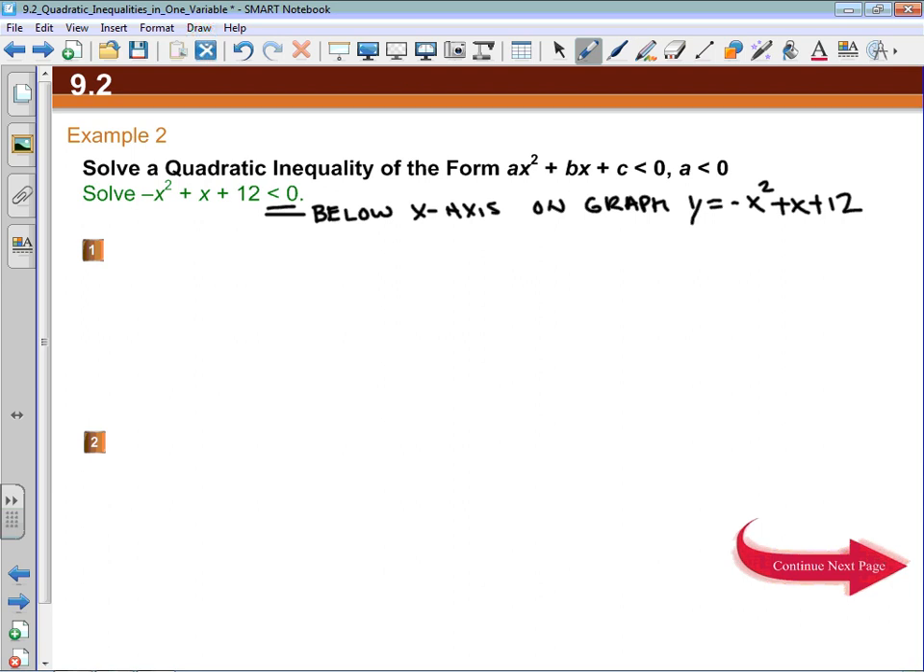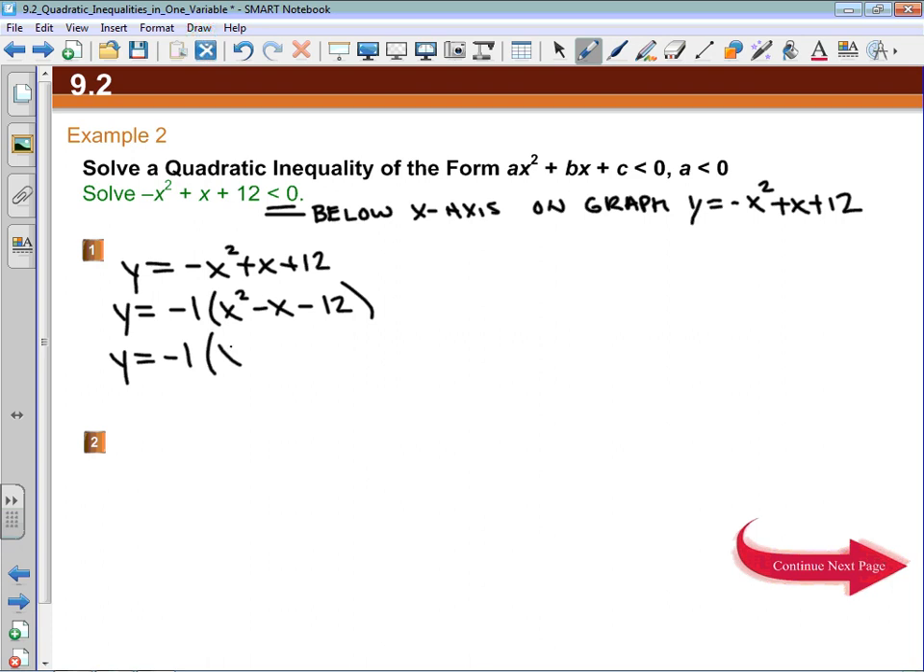Now, the best way by far of factoring this, and I'm just going to write y equals negative x squared plus x plus 12, because that's what we're going to try to graph here. I am going to factor out the negative 1. That leaves me with x squared minus x minus 12. And then I can factor the inside of that bracket to be x minus 4 times x plus 3. So that's two numbers that multiply to the constant negative 12 and add to the coefficient of the x term, which is negative 1.